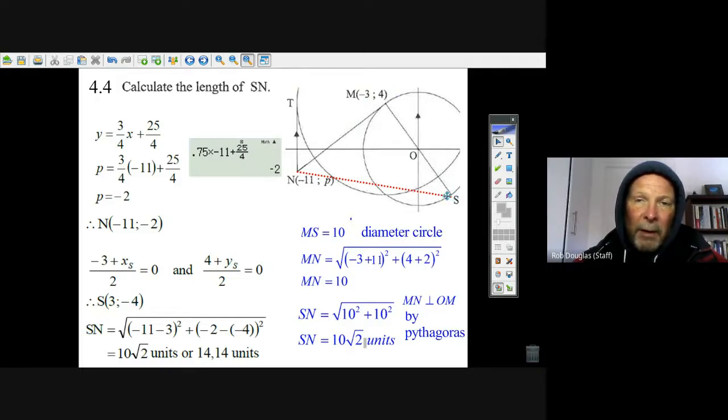You might be able to figure it out just by symmetry too. 3 and minus 4 makes the equation of the small circle work. But they used the midpoint idea to get at S, and then they put S and N in the distance formula, and they got 10 root 2, the same answer that I got using Pythagoras right here. So I think both ways would be all right. Well, I know this way is all right. It's in the memo. But I'm pretty sure this is just another way of doing it.